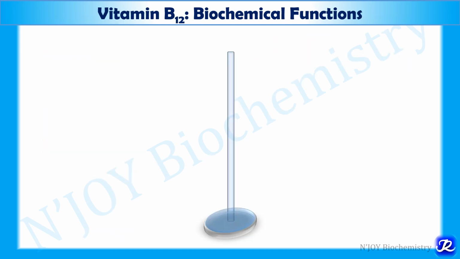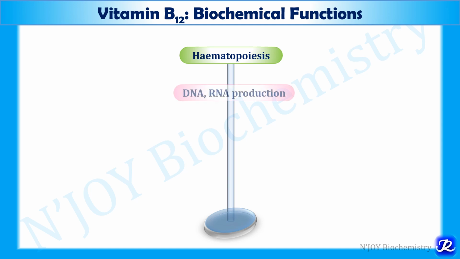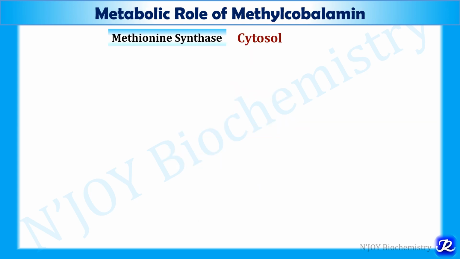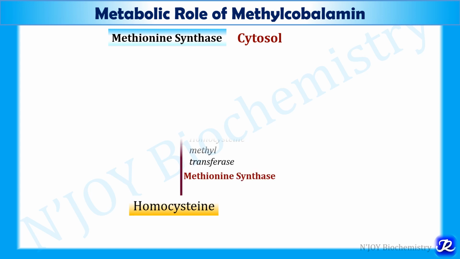What are the various biochemical functions of vitamin B12? It is required for the effective hematopoiesis, DNA, RNA production, methionine and choline synthesis, then myelin sheath formation and regeneration of folic acid. Now let's see the metabolic role of first coenzyme of vitamin B12, that is methylcobalamin. It is required for the enzyme methionine synthase.